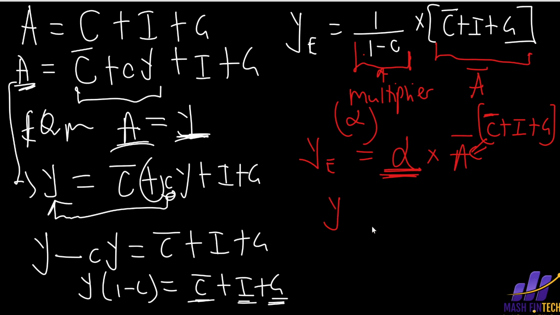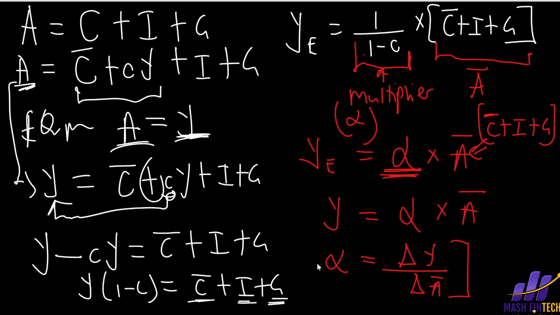With income being equal to the multiplier times the change in autonomous expenditure, what you must understand is that the multiplier is assumed constant because we said everyone has the same marginal propensity to consume. The multiplier can then be written simply as your change in income over your change in autonomous expenditure. So you can use this formula to calculate the multiplier if you are given different values of income and expenditure.